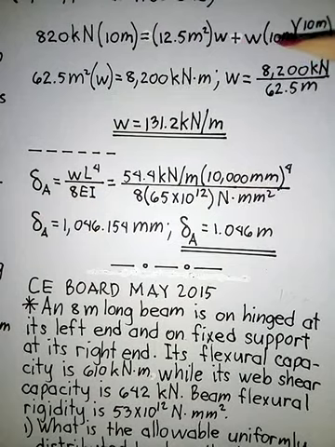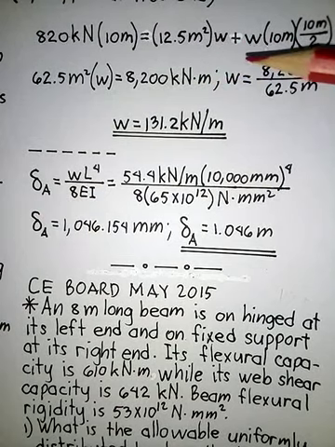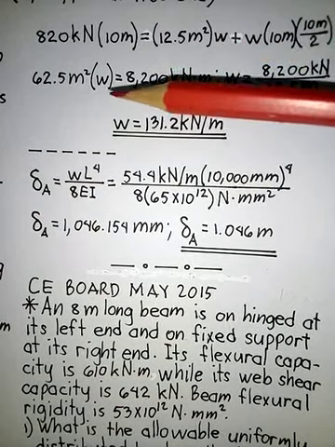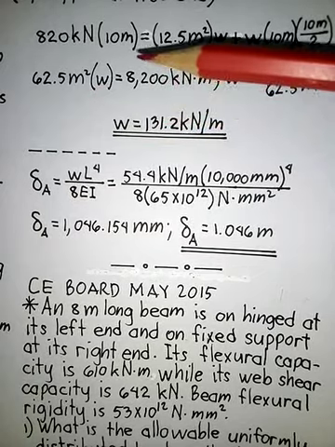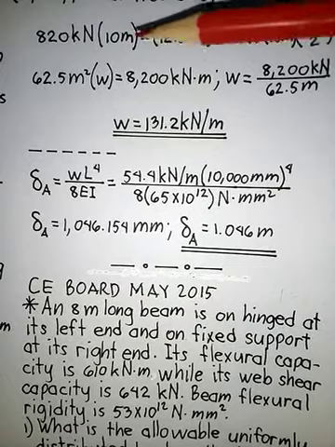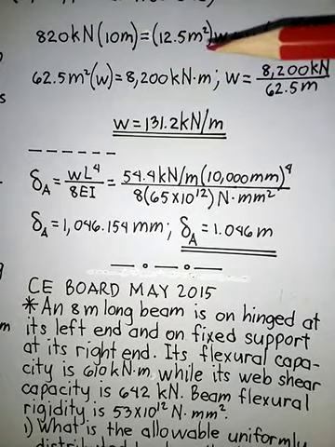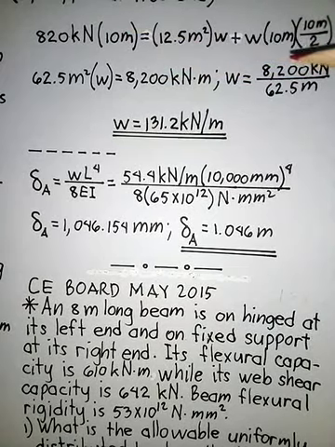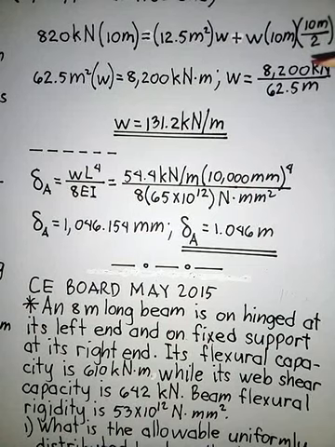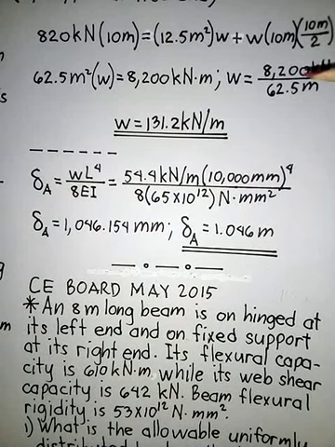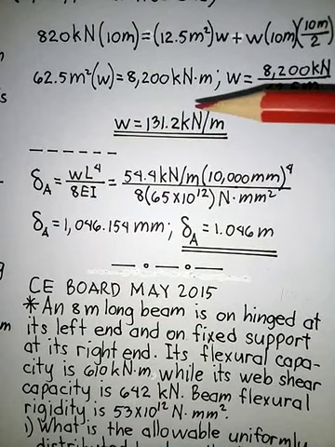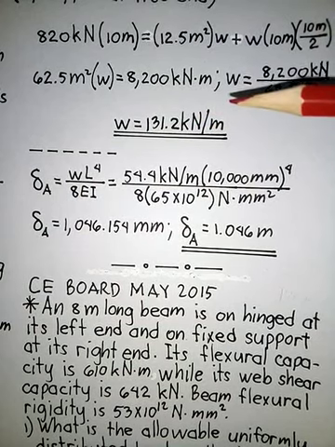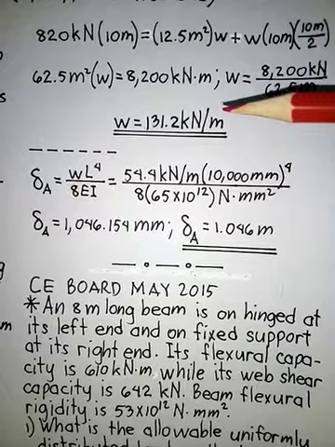So, simplifying all the terms with W, we will get 62.5 meters squared multiplied by W is equal to 820 times 10, which is 8,200 kilonewton meter. So W is equal to 8,200 kilonewton meter divided by 62.5 meters. So W is equal to 131.2 kilonewton per meter. So that is for number 2.